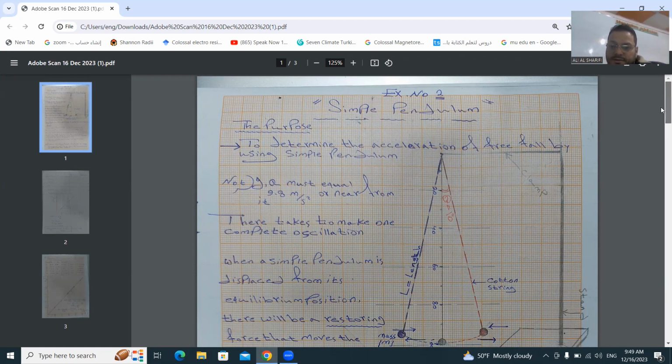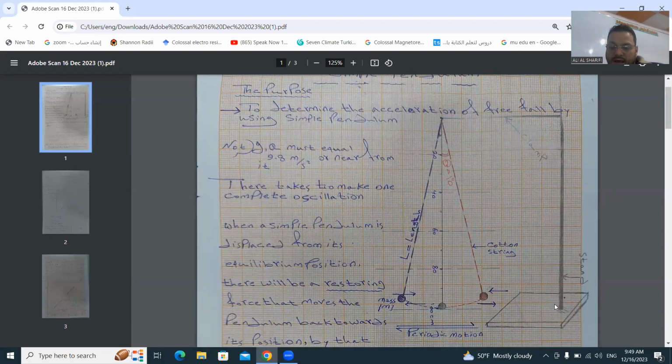Here, at this picture, I have the string, approximately 1 meter, 100 centimeters, and by using this string and this ball at the end, we'll try to calculate the acceleration value.